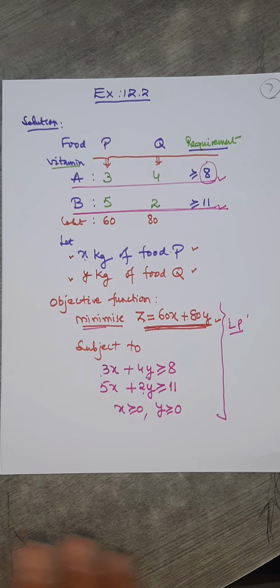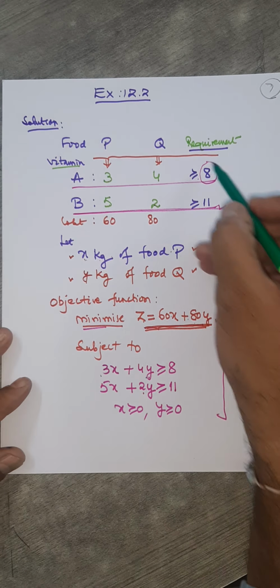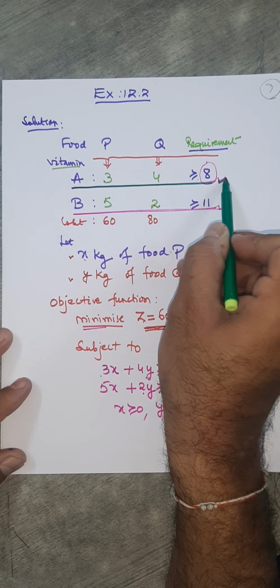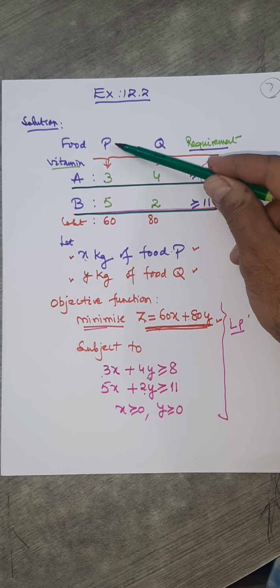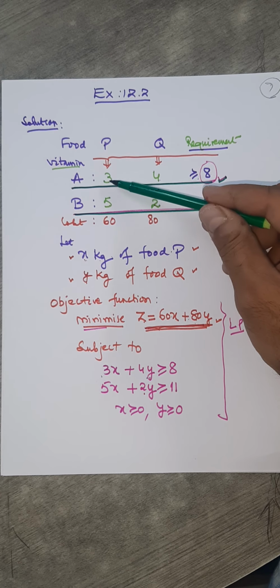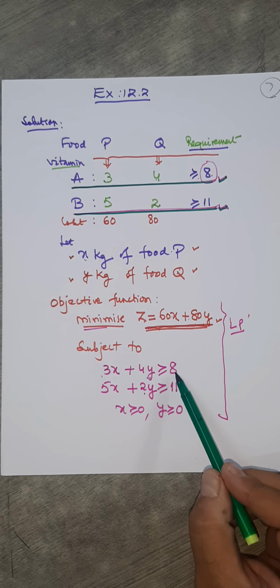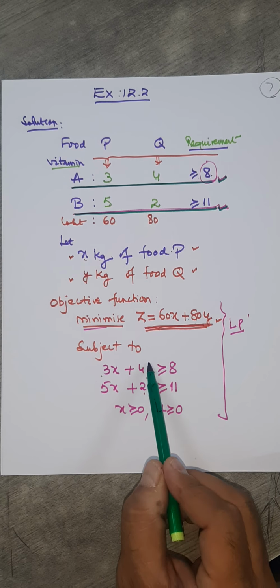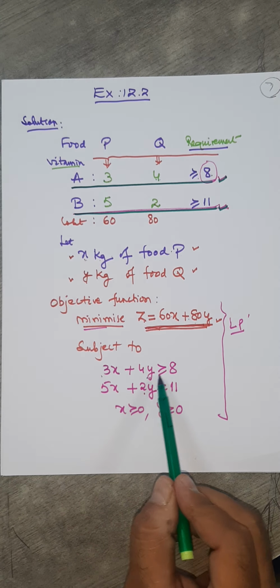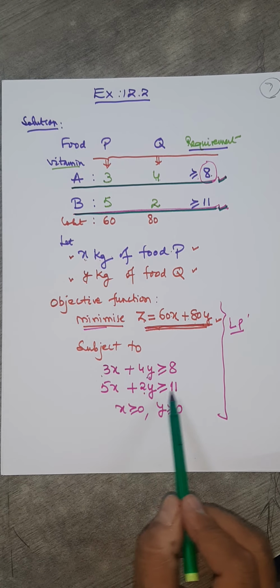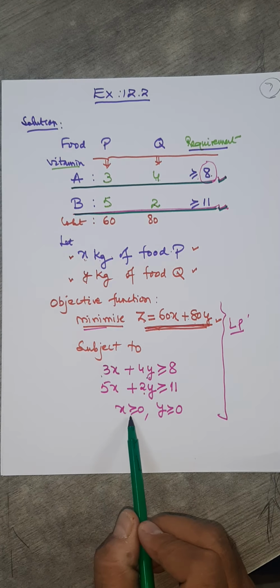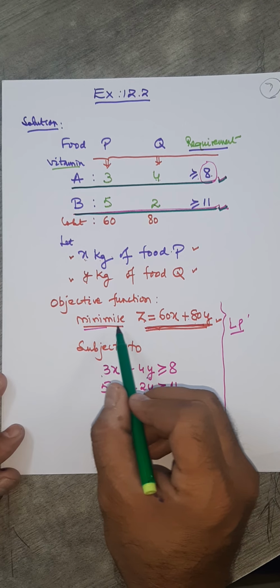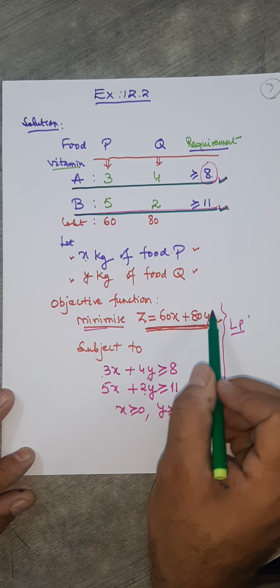Not a difficult task. The formulation of an LP problem is very important if you write the data in the form of a table. See, this row is specially for vitamin A, this row is for vitamin B. We have introduced variable x for P, variable y for Q. So 3x plus 4y greater than or equal to 8. Minimum 8, remember. Vitamin A should be 8 or more units, vitamin B should be 11 or more units. Number of kilograms can never be negative, so greater than or equal to 0.